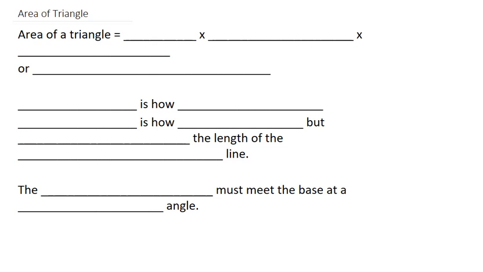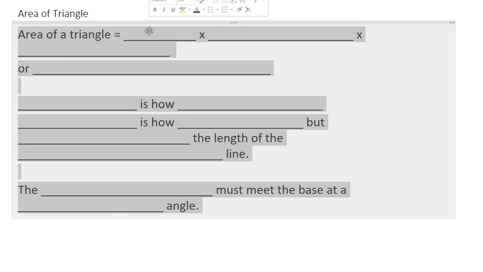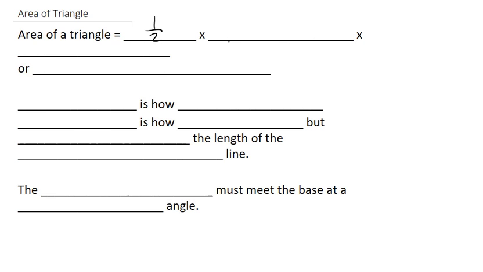of a triangle. Area of a triangle is when we multiply 1/2 times the base times the height. Another way to look at this is area equals 1/2 base times height. Looks like that. That means we're multiplying 1/2 times b times h. B is for base, h is for height.